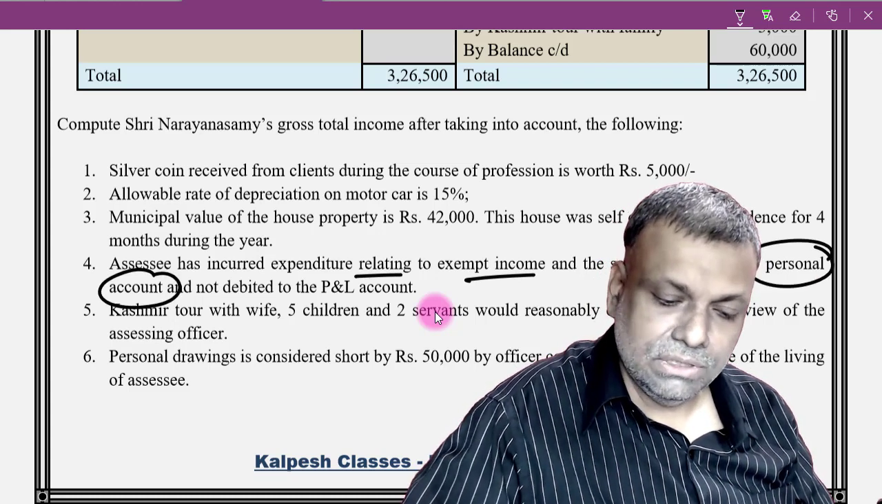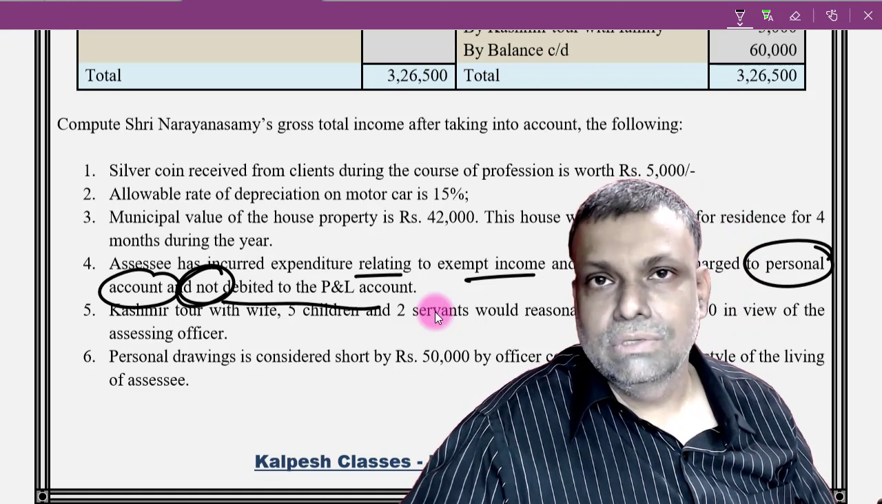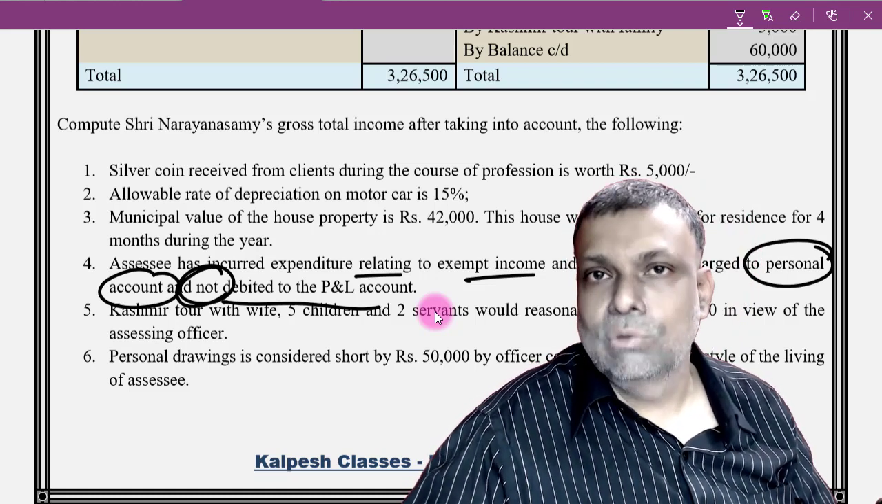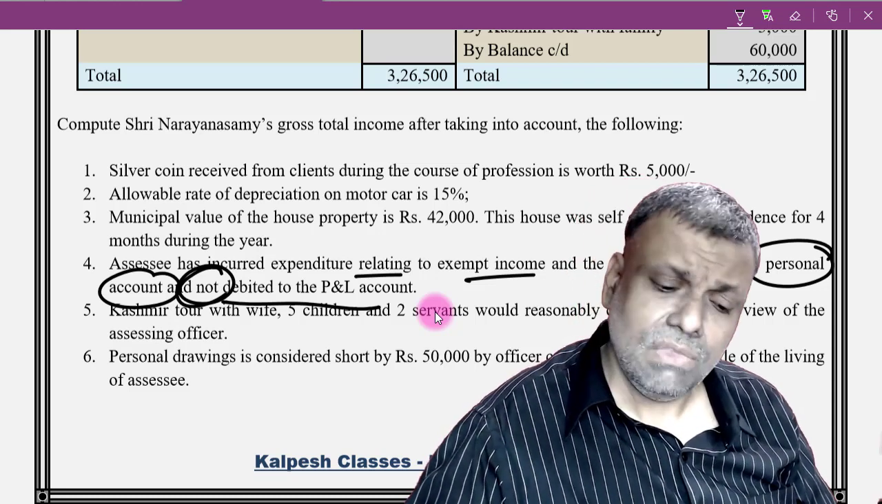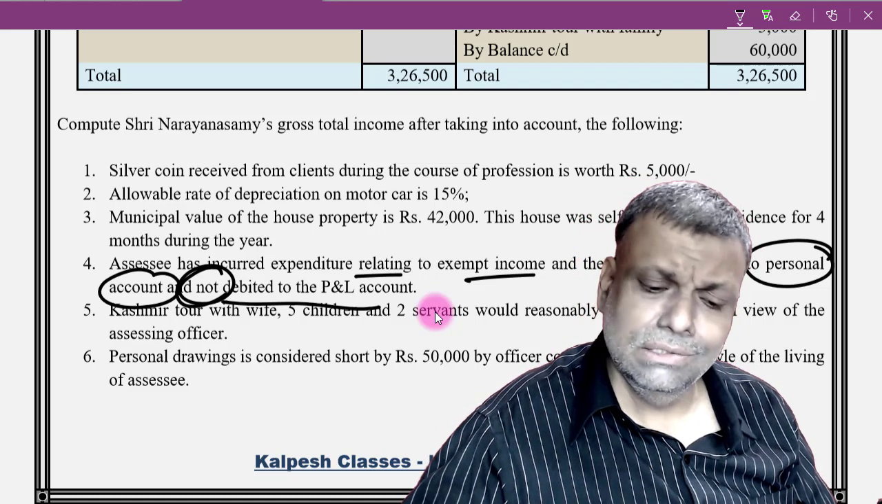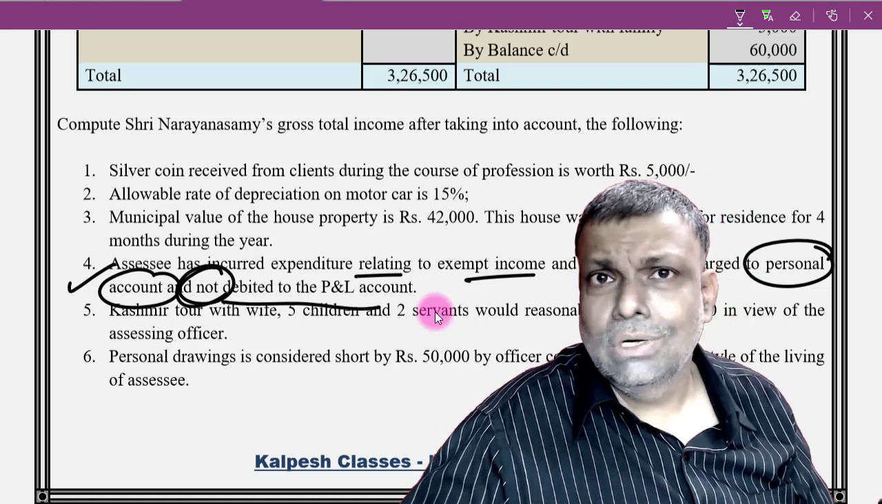Same was charged to the personal account and not debited to the P&L account. Now, expenditure for the purpose of earning exempt incomes are not allowed as a deduction while computing the taxable income. In the given question, we are already saying that this is not debited to the P&L. So that's okay. So anyway, expenditure, I have not claimed it.